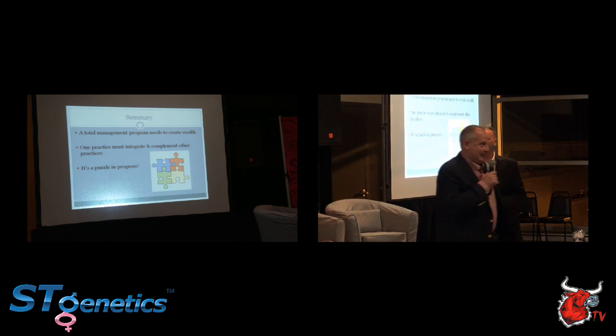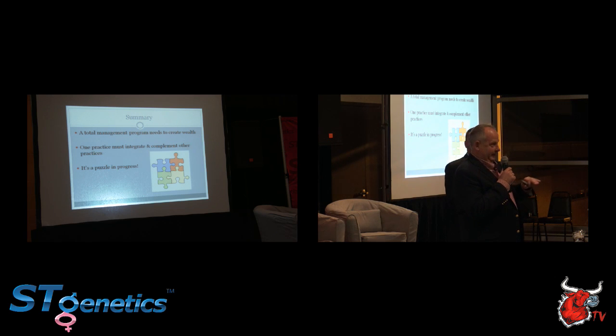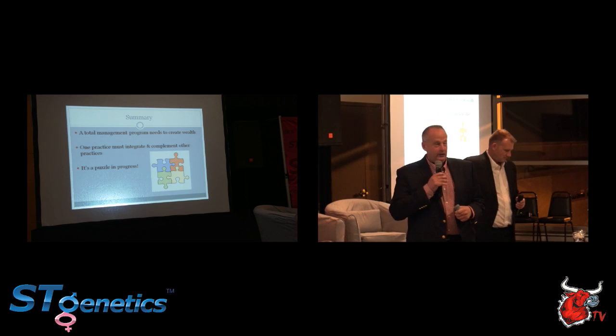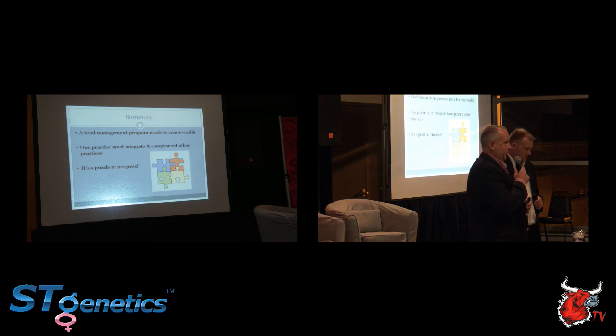One practice has to complement the next. In other words, we breed for net merit. We don't feed a transition diet. We do everything we can to take care of the cow to support our system so we don't have to treat them. We want the cows to calve on their own. We only pull 1 out of 50 calves. We have not treated a cow with antibiotics for 41 months.